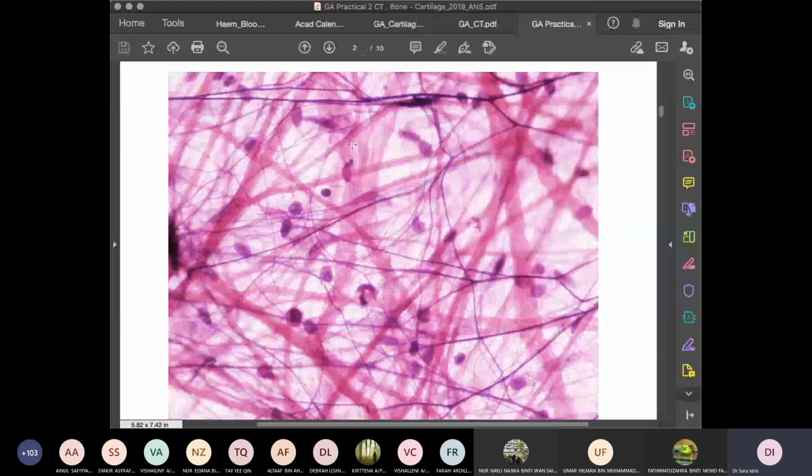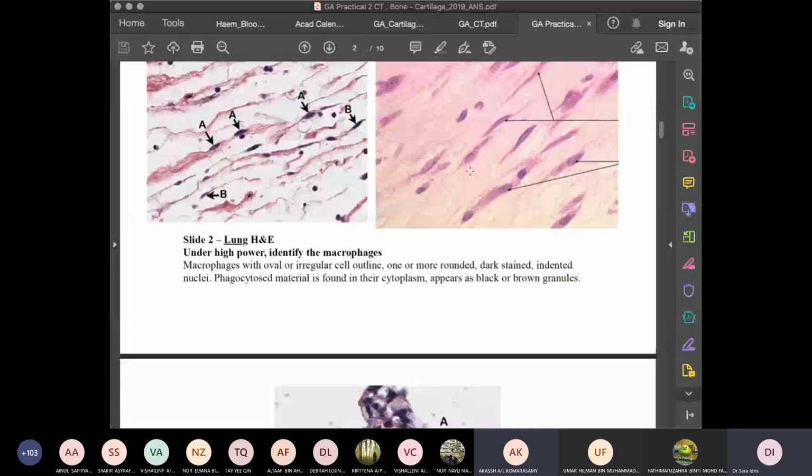Any questions with this? Did you manage to label the picture? Yes, doctor. Yeah, it's pretty easy, right?